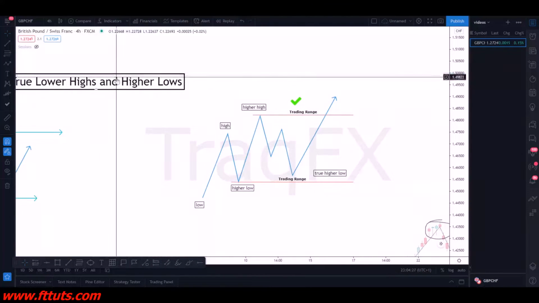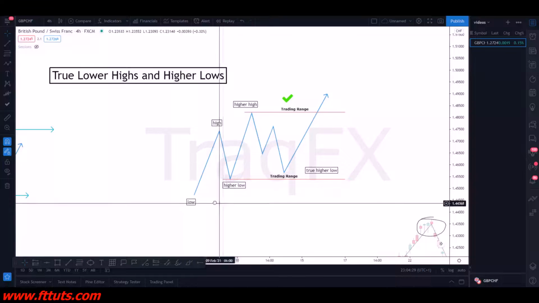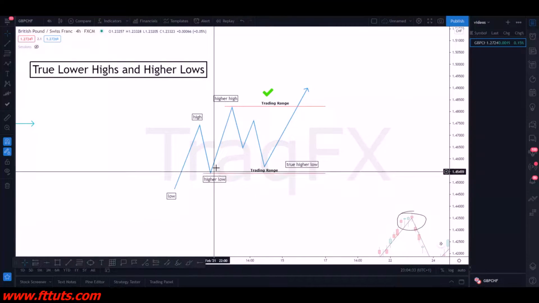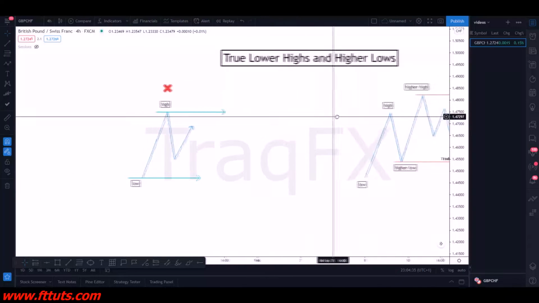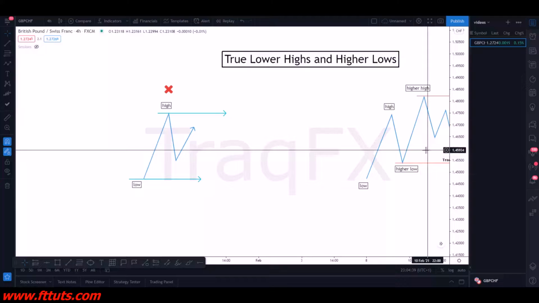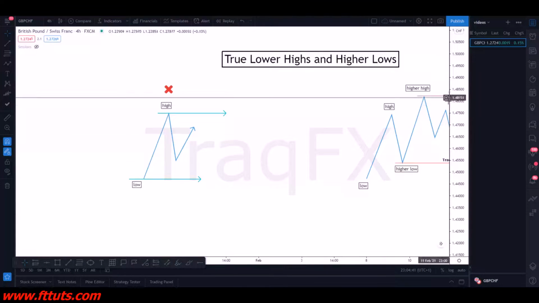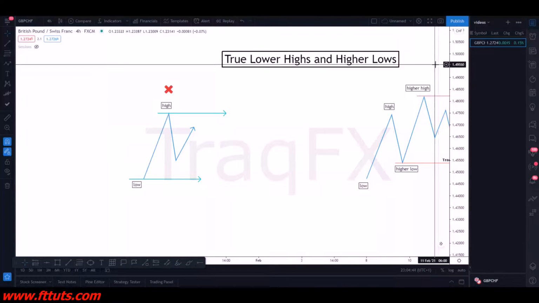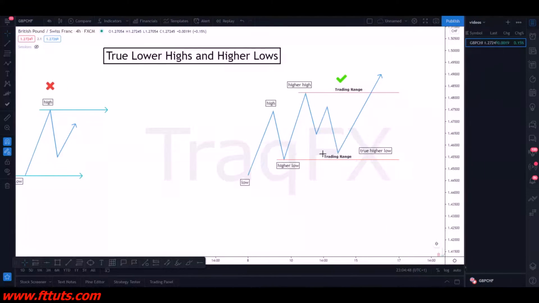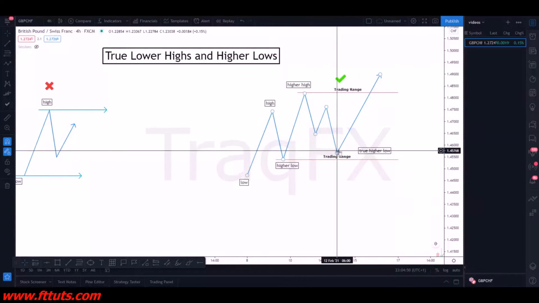Now, a true higher low is going to look like this, where the market created a low and then a high, and then once again a higher low and a higher high. Right over here, we have this area where the market pushes down and creates a low higher than the previous low, but it doesn't follow up with another continuation up. Rather, it sells off, and then we have that continuation up. So this is not your higher low. This is your true higher low.